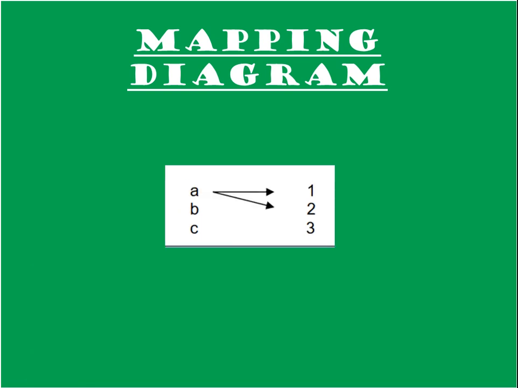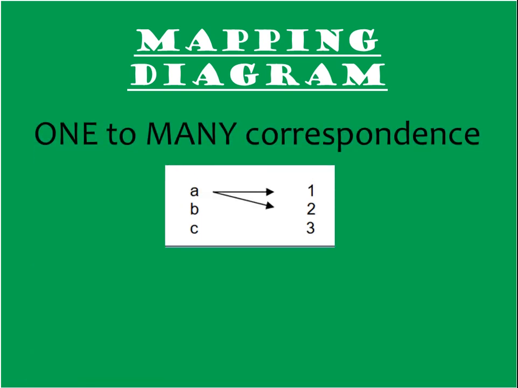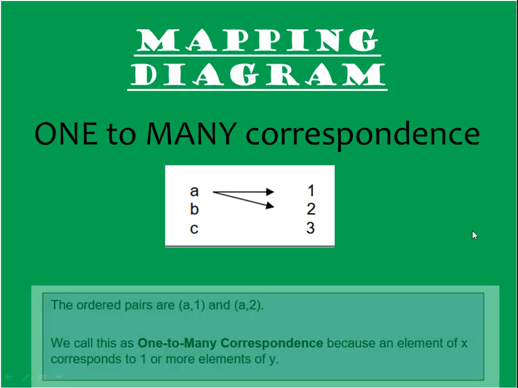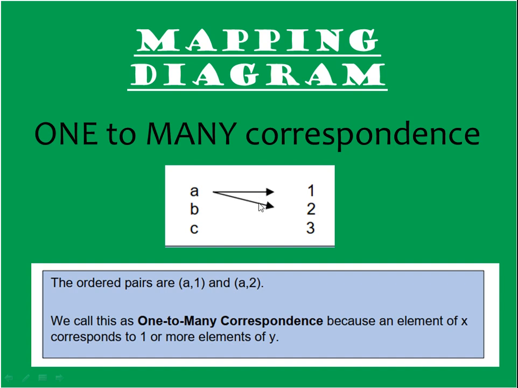Okay? Next, one-to-many correspondence. Isang element kay X, pero maraming elements kay Y siya nakapartner. So, isa X value. So, let's say A. Ang partners niya, pwedeng si 1, pwedeng si 2. So, we call this one-to-many correspondence. So, dalawa yung arrows natin, ibig sabihin, dalawa yung ordered pairs natin dito. A1 and A2.